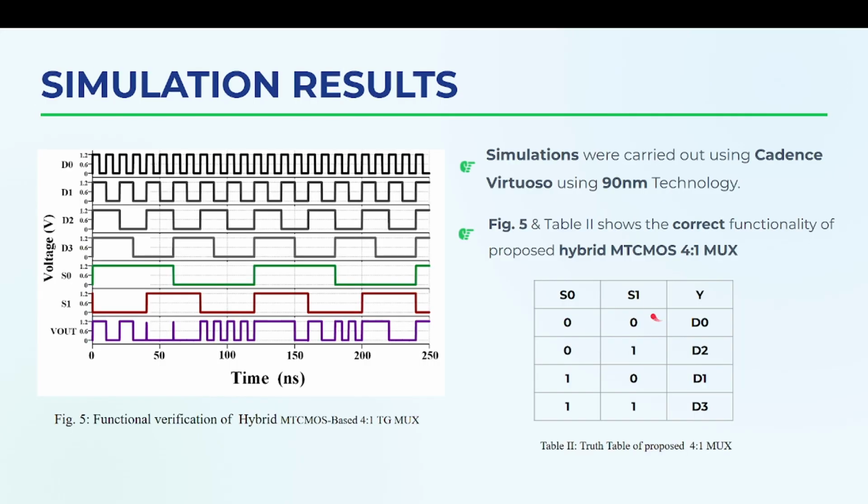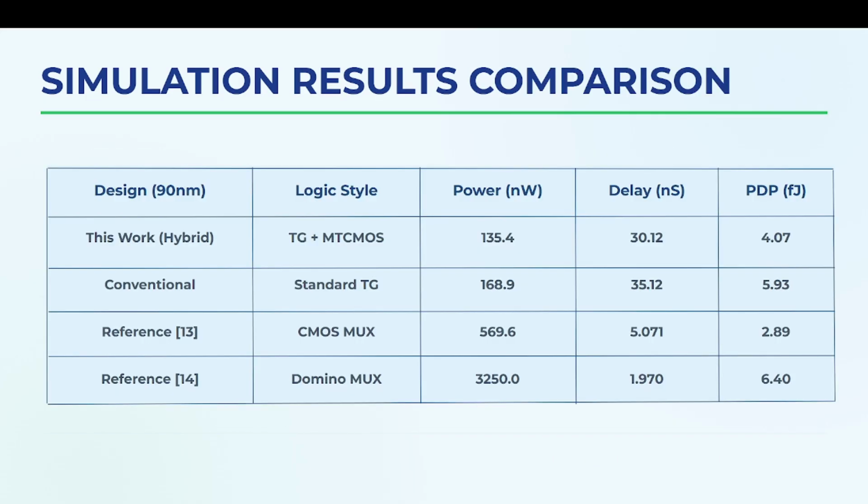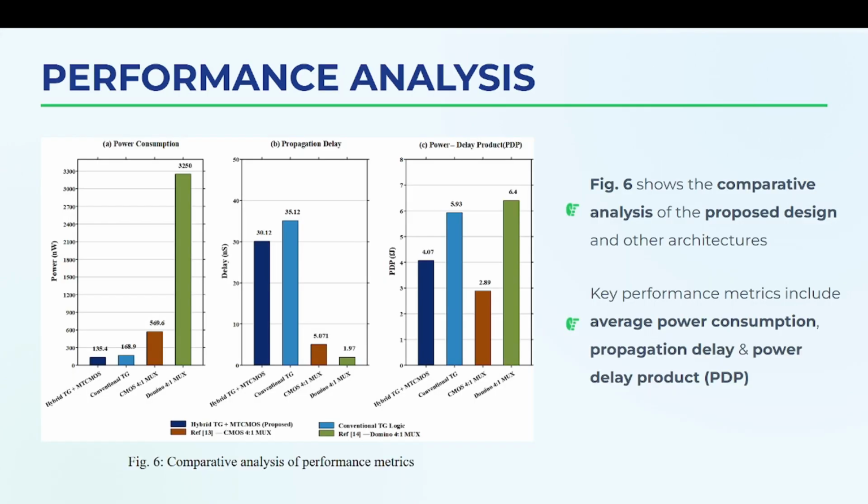We're moving into the simulation and result section. All the simulations were carried out using Cadence Virtuoso in 90 nm technology. Figure 5 shows the output or the functional verification of our hybrid MTCMOS-based 4x1 mux. To evaluate our result, we compared our work with two existing literatures, which are shown here. These curves show the performance comparison of the four architectures described in the last table.